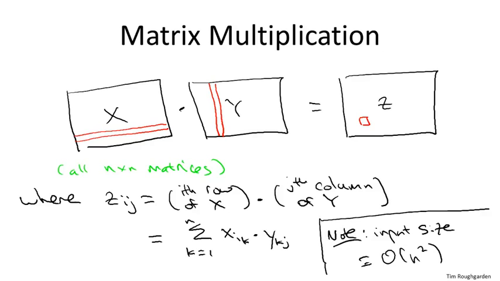So since presumably we have to read the input, which has size n squared, and we have to produce the output, which also has size n squared, the best we could really hope for a matrix multiplication algorithm would be a running time of n squared. So the question is, how close can we get to it?